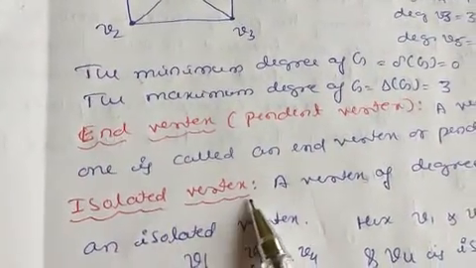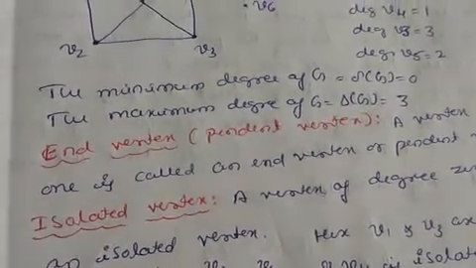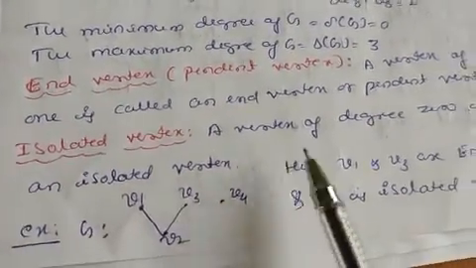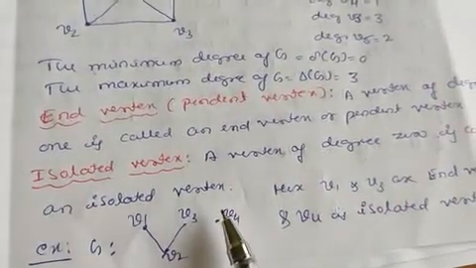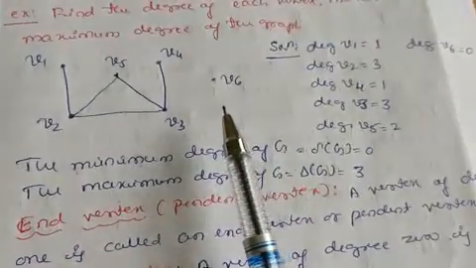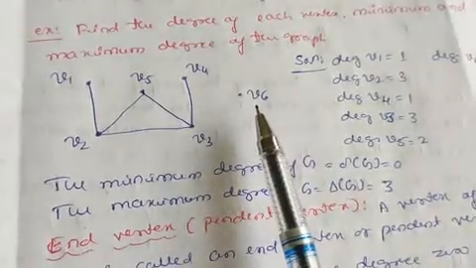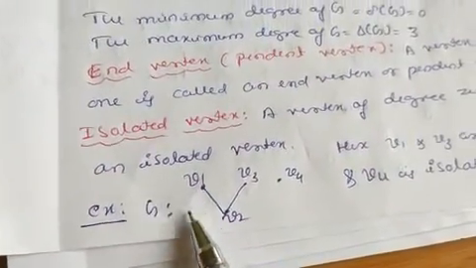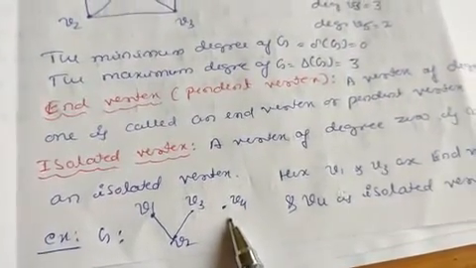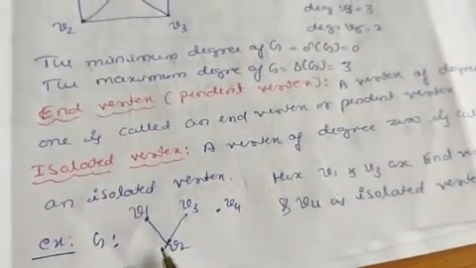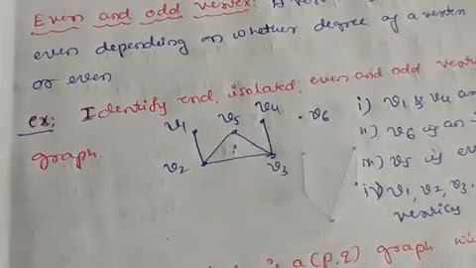Next one is isolated vertex. Isolated vertex means a vertex of degree 0 is called an isolated vertex. So in this example, the isolated vertex is V6 because it has no edges. Let us take one more example also. Here we have a graph. V4 is an isolated vertex and V1 and V3 are what here? End vertices or pendant vertices.